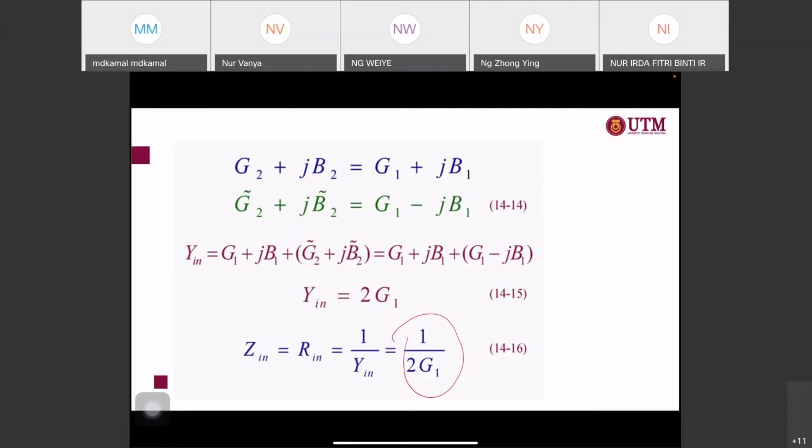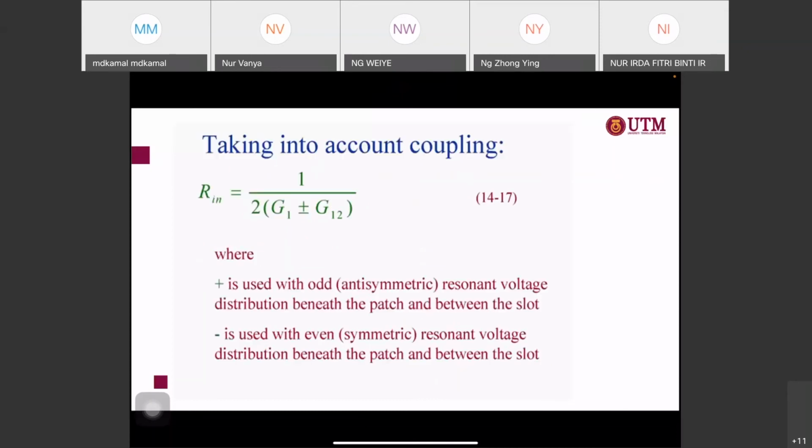But sometimes you want more detailed equations, and you need to use what we call the mutual coupling between these two slots. So you can see that, taking the coupling into account, you need to have this G12. This one is more complicated in terms of the equations that you use, so it depends on you.